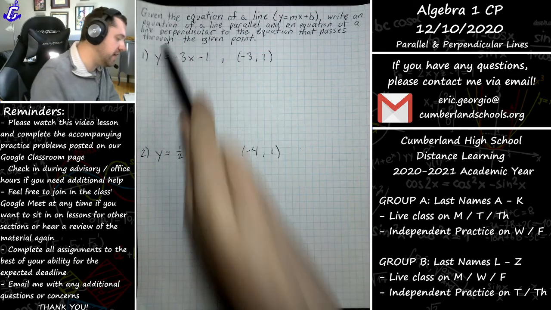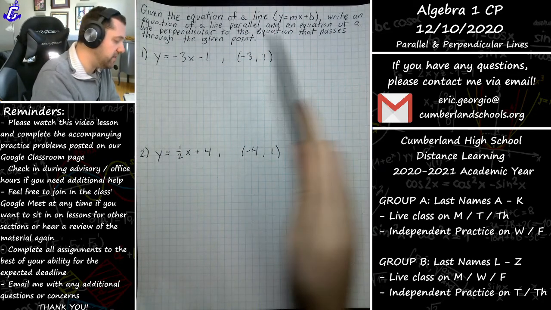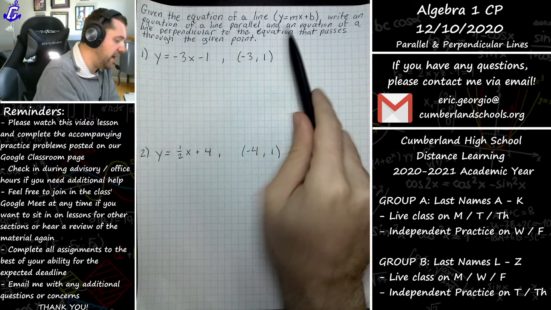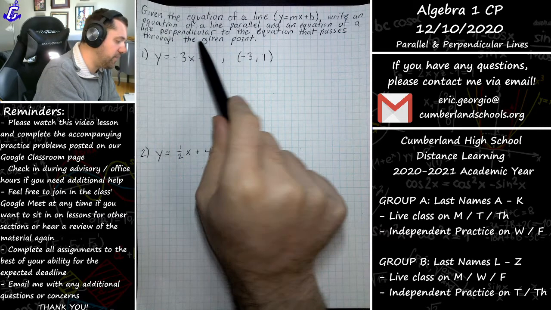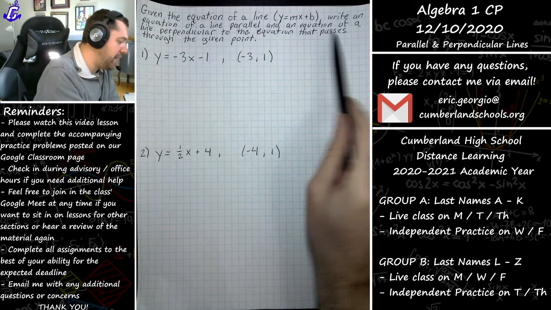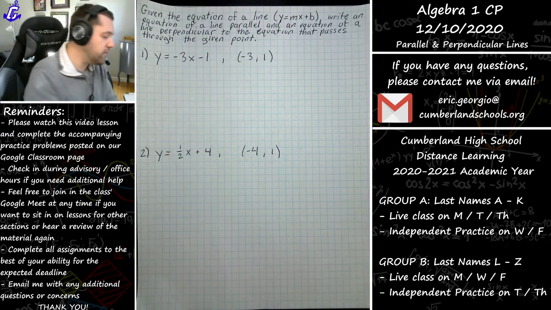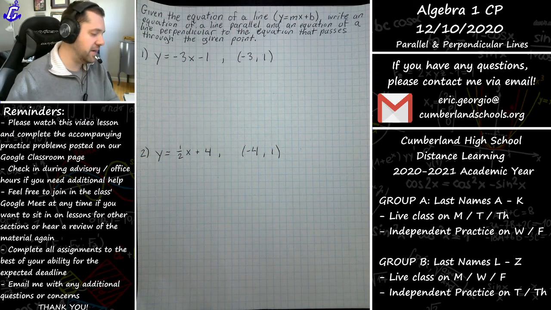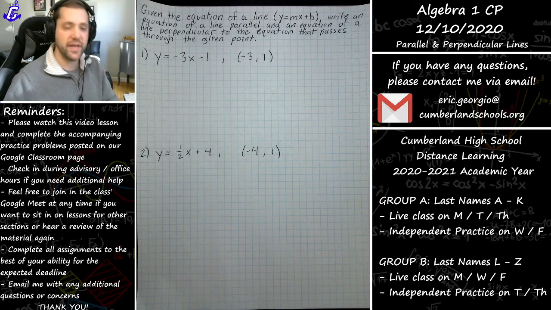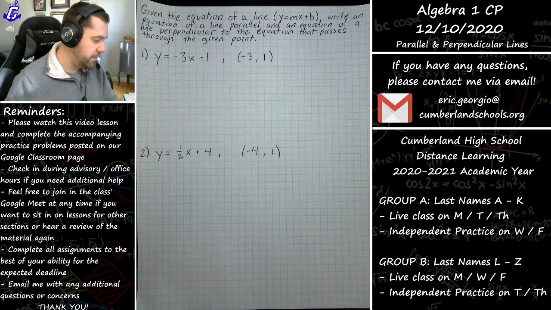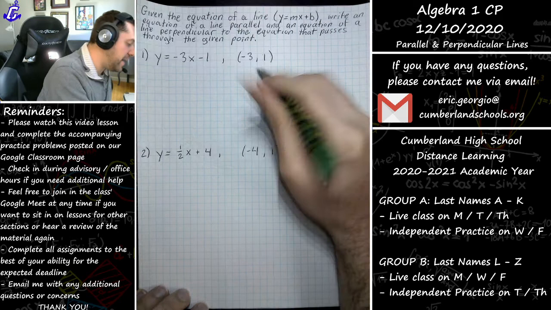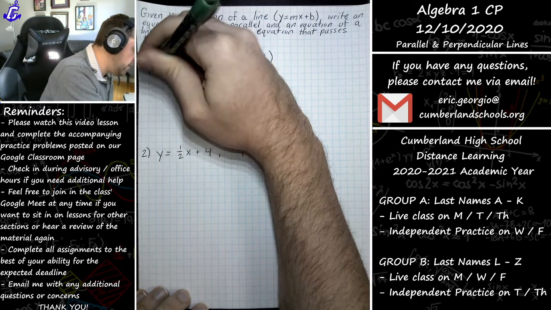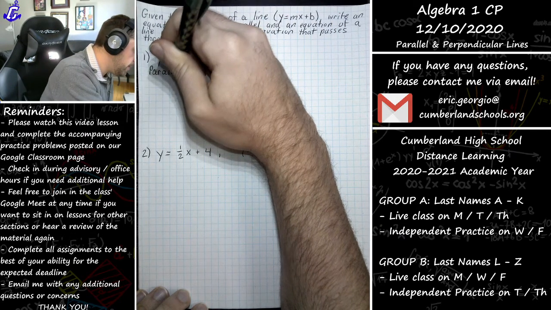So the instructions here say, given the equation of a line, y equals mx plus b, write an equation of a line that's parallel and an equation of a line that's perpendicular to that equation that passes through the given point. So our task is, given this equation, y equals -3x minus 1, we have to write the equation of a line that's parallel to that, and we have to write the equation of a line that's perpendicular to that. All right? Let's start with, and that passes through the given point. Let's start with parallel. Okay?